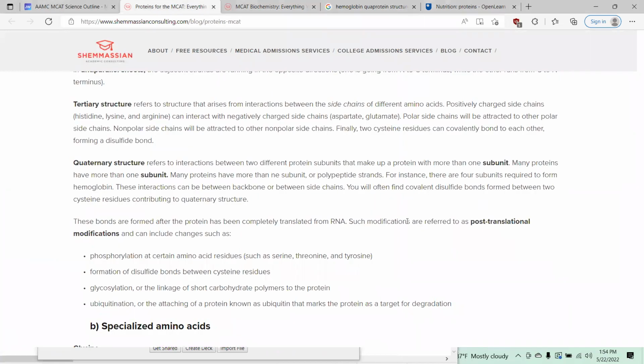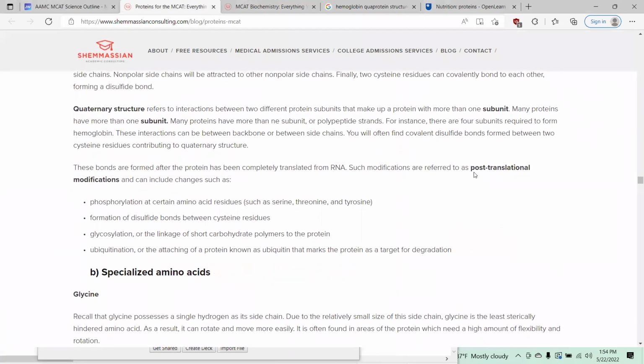Let's go to modifications. So this is another thing that you may be asked. We kind of touched on this. These are basically things that can happen to the protein after it's produced, after it's been fully set up. Phosphorylation can activate and inactivate a protein. This happens at serine, threonine, and tyrosine, which I showed earlier. Formation of disulfide bonds between cysteine residues.